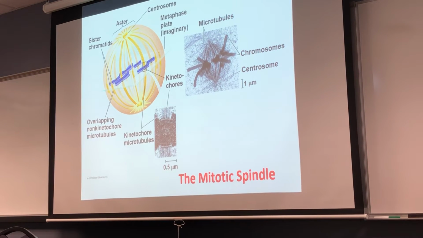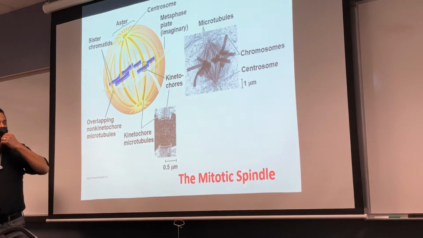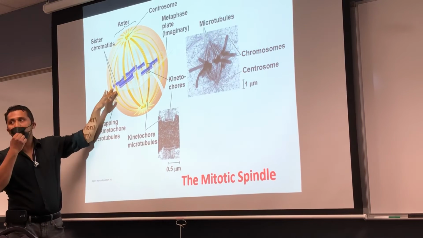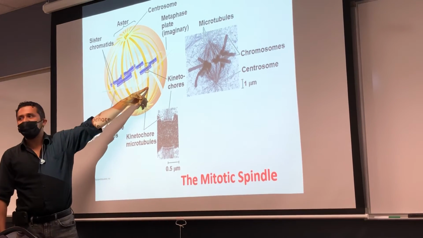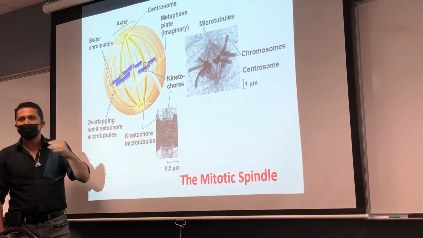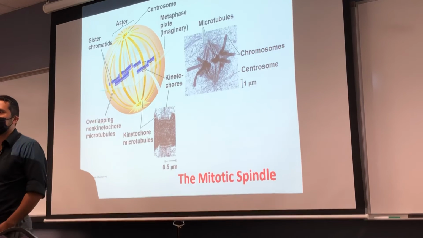Professor? Yes. For the overlapping non-kinetochore microtubules, it sounds like you're saying polar microtubules. Yes, that is also. Oh, it is polar. Yeah, polar. So these ones are known as polar microtubules. These ones are known as the K fibers because they are microtubules that bind to the kinetochore. K fibers, polar microtubules. Okay.